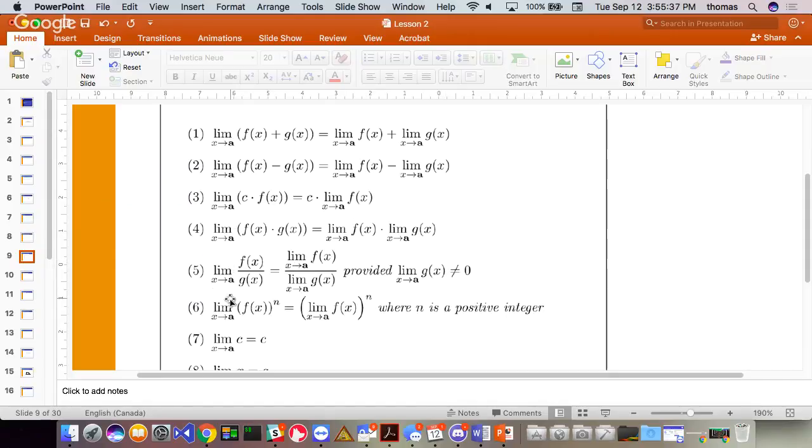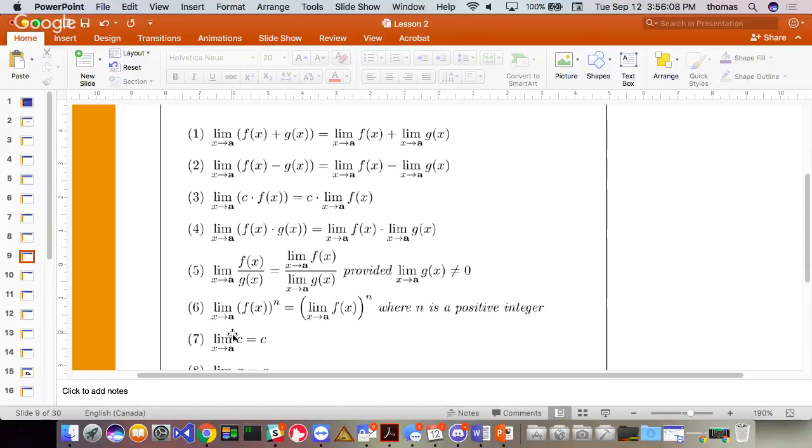And now this is interesting in that the limit of f of x over g of x is equal to the limit as x approaches a of f of x over the limit as x approaches a of g of x, provided, like it says here, that the limit of g of x cannot equal 0. Because if it somehow equaled 0 at some value of a, it would make this limit undefined, since it would be something over 0.